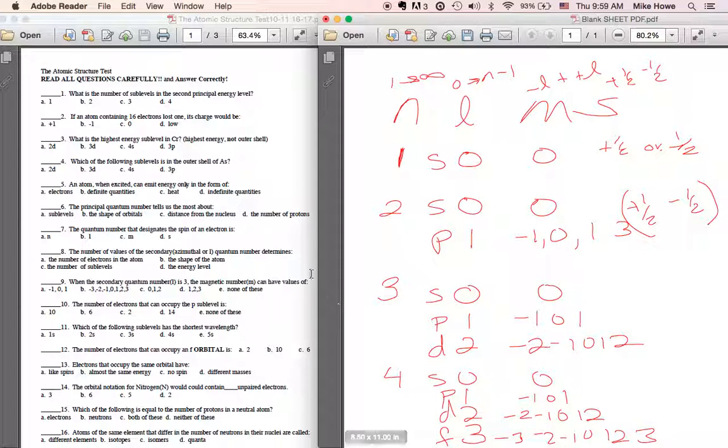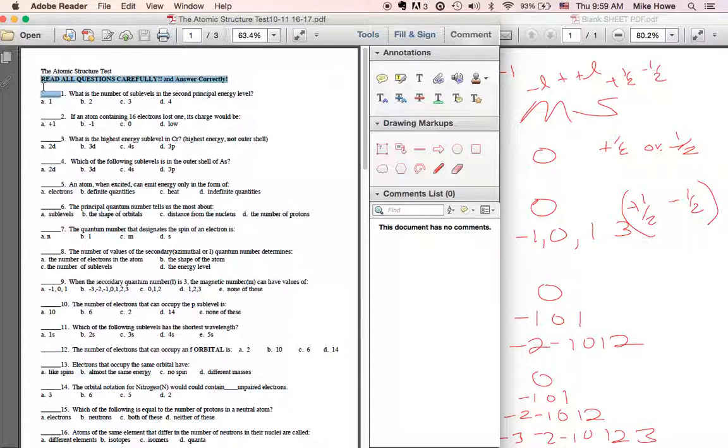So now let's go back to the questions on the test. Number 1, what is the number of sublevels in the second principal energy level? Well, here's the second principal energy level. There are 2 L values, so there are 2 sublevels. So the answer is 2.